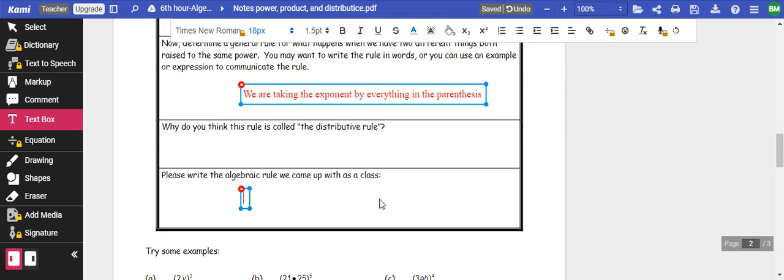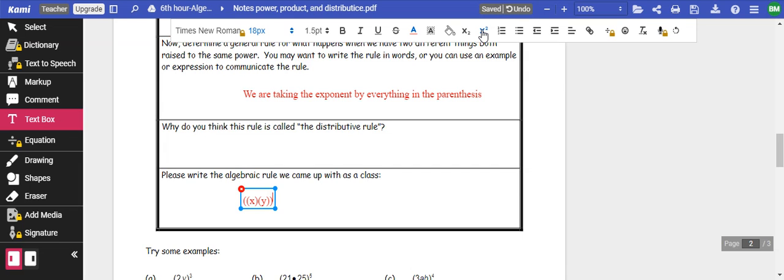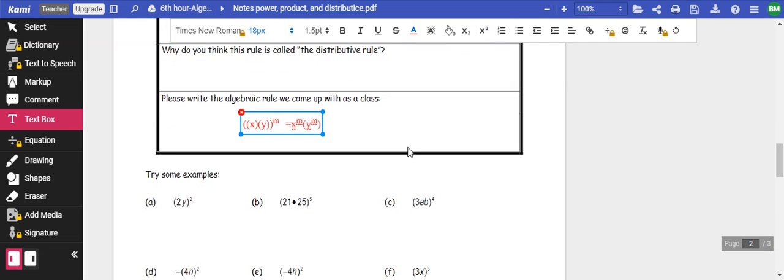I'm not going to write that all out. But an example would be x times y, in double parentheses, I don't have a little dot to make times, raised to the m would just be x to the m times y to the m. There we go. So just some examples.